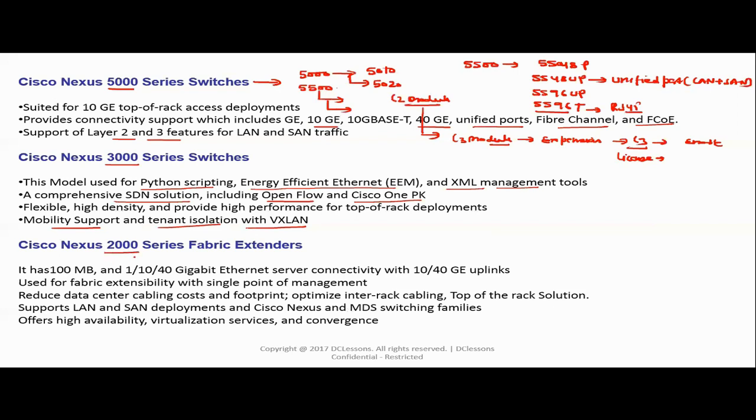Nexus 2000 switches are mostly used as the top of rack. So we can say that Nexus 2K acts as a line card, or we can say as a remote line card, right? And it can be used in both 7K and 5K. In 7K, some of the line cards don't support 2K.